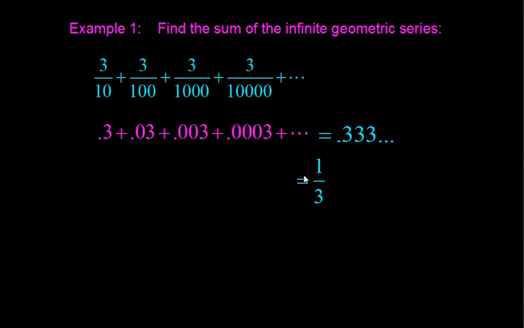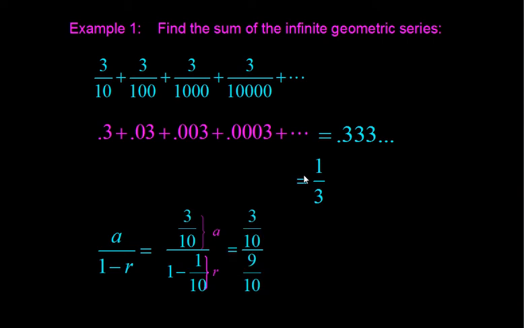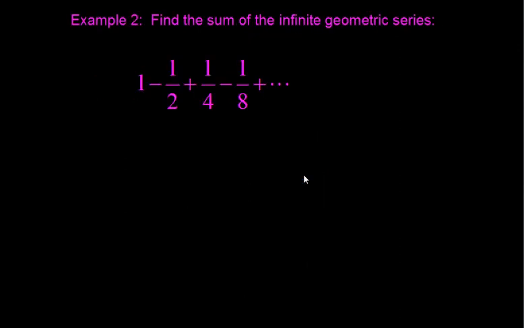Another way we could do it is look at the formula we just got, a over 1 minus r. In this case, the common ratio is 1/10, and the first term is 3/10. So 3/10 over 1 minus 1/10 is equal to 3/10 over 9/10, which simplifies to 3/9, which is also 1/3. So you see we got the same answer, doing it two different ways. All right.